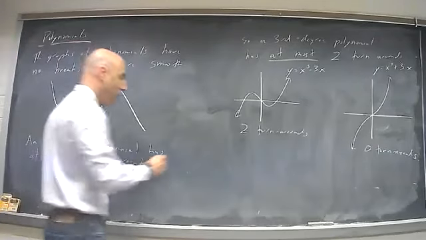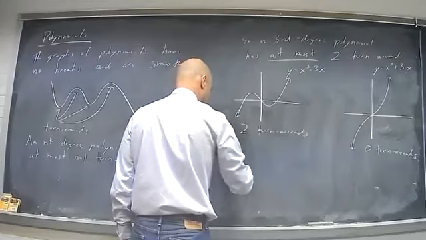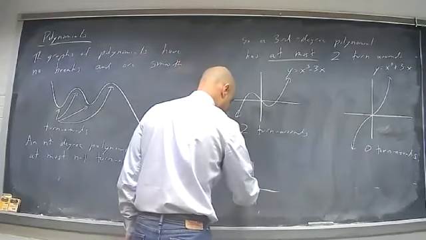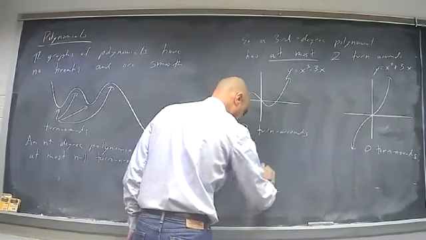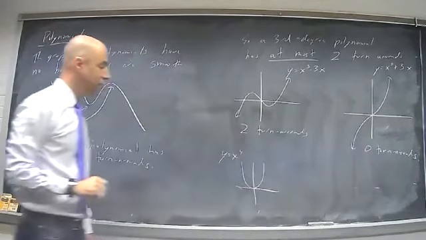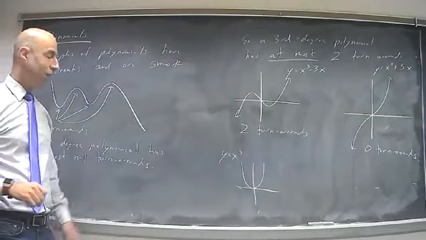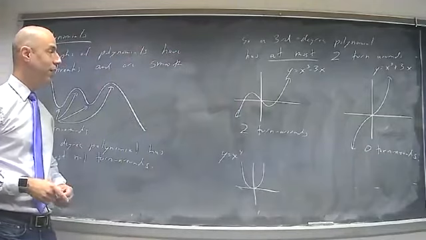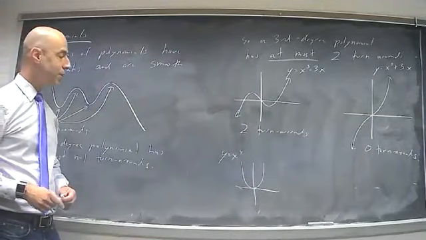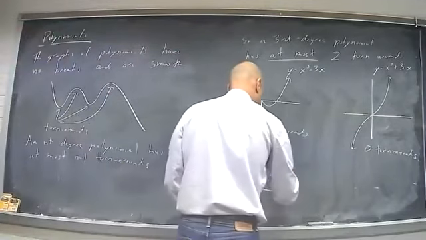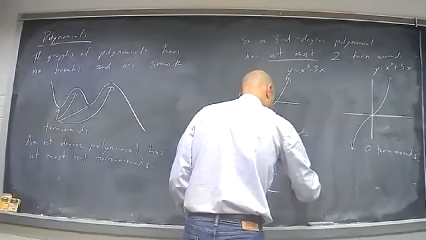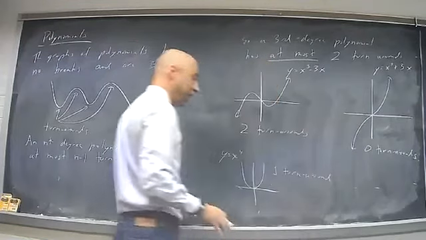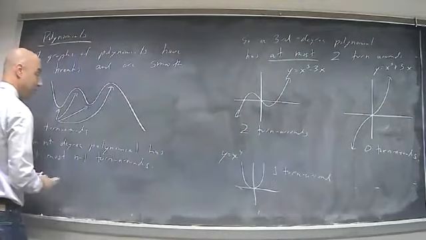You know that y equals x to the 4th, a 4th degree polynomial, has only 1 turnaround, not 3. This is shaped just like a parabola. Well, not exactly like a parabola, but just the same general shape. This has only 1 turnaround. But there are 4th degree polynomials that are shaped like W's with 3 turnarounds.